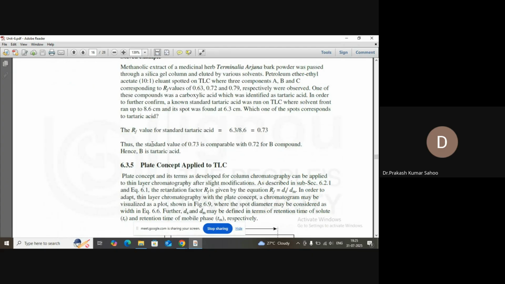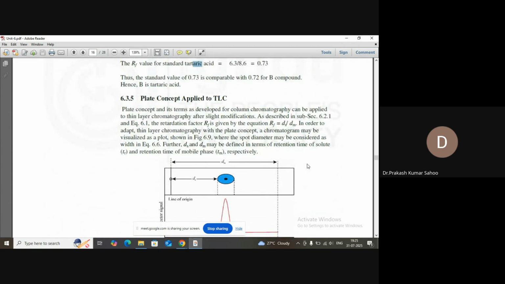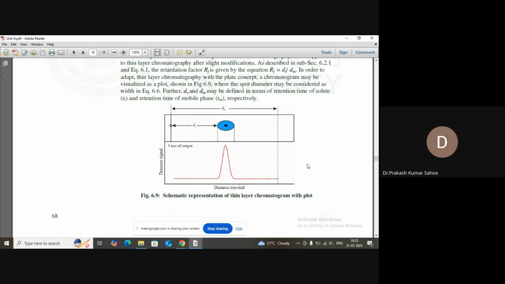Then likewise the Rf factor is calculated. Now this is for the data: 6.3 by 8.6. So 8.6 is the total distance traveled by the solvent, and 6.3 is the distance traveled by the component or the solute. Here the Rf factor is 0.7, and it is the plate concept applied to thin layer chromatography. So it is the component we have.